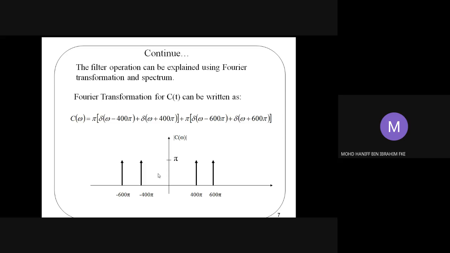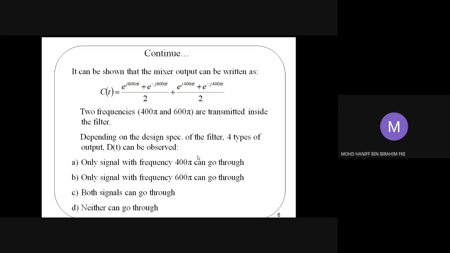Right, so let us have a look at this explanation of the relationship between the input C(t), the filter response H(ω), and also the output D(t) just now. If we refer back to the C(t) just now, C(t) is in terms of exponential terms. So by using the table that we learned last 2 weeks, this C(t) can now be rewritten in terms of its frequency domain value.